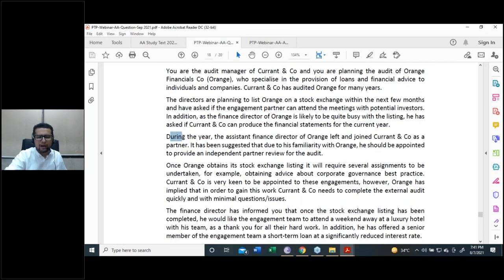Okay, another paragraph. During the year, the assistant finance director of Orange left and joined Current and Company as a partner. So the assistant finance director has joined the client as a partner. It has been suggested that due to his familiarity with the Orange Company, he should be appointed to provide an independent partner review for the audit. No, the familiarity threat is there, so that particular individual should not be involved. Is this clear? Can I have a yes on that?